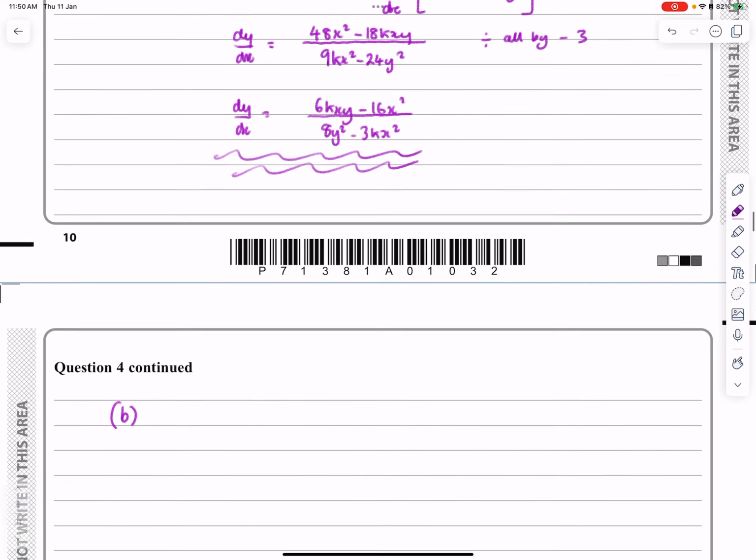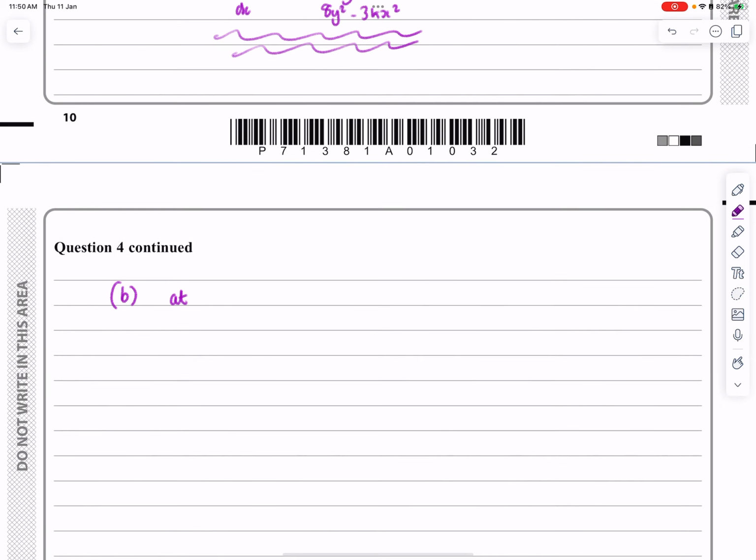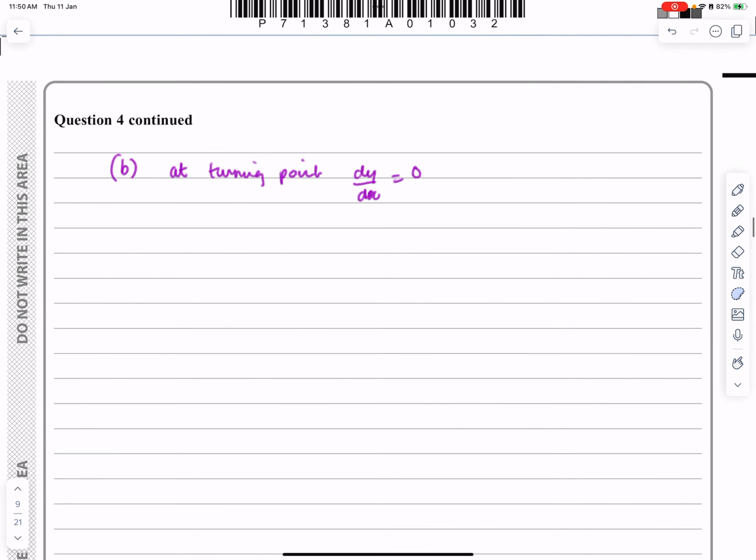So for part B, if it's a turning point, let's just say this and make it clear we know. At a turning point, dy by dx is going to be equal to 0. That's what turning points are. dy by dx equals 0. So that means that all of this bit here is going to equal 0. Now, this is what they use pretty regularly in the exam. The examiners are actually doing something like that.